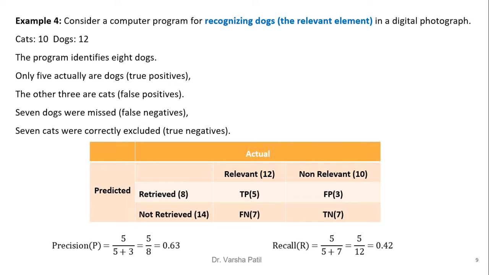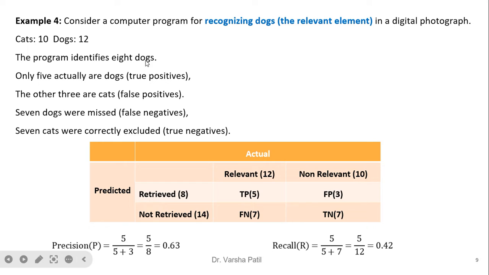Consider a program for recognizing dogs. Here dogs become the relevant documents in a digital photograph. So total cats are 10 and dogs are 12. Dogs are relevant here and cats are non-relevant. Therefore relevant becomes 12, non-relevant becomes 10.